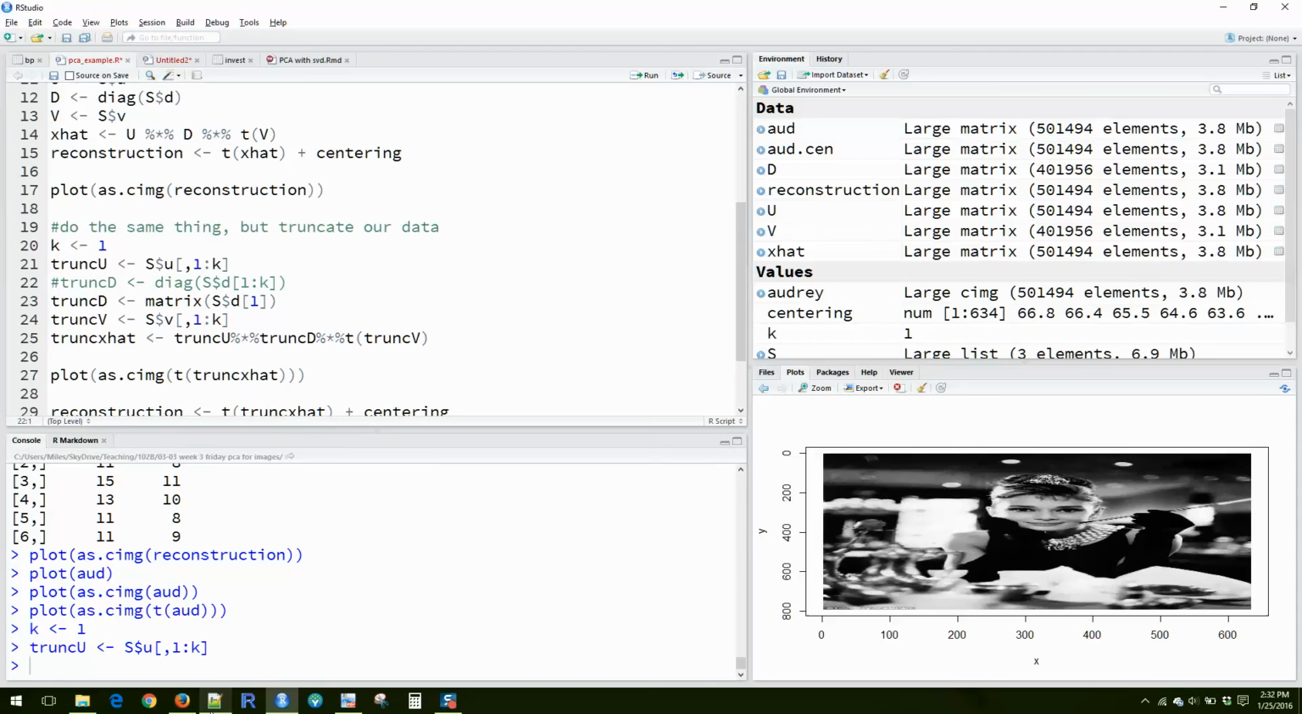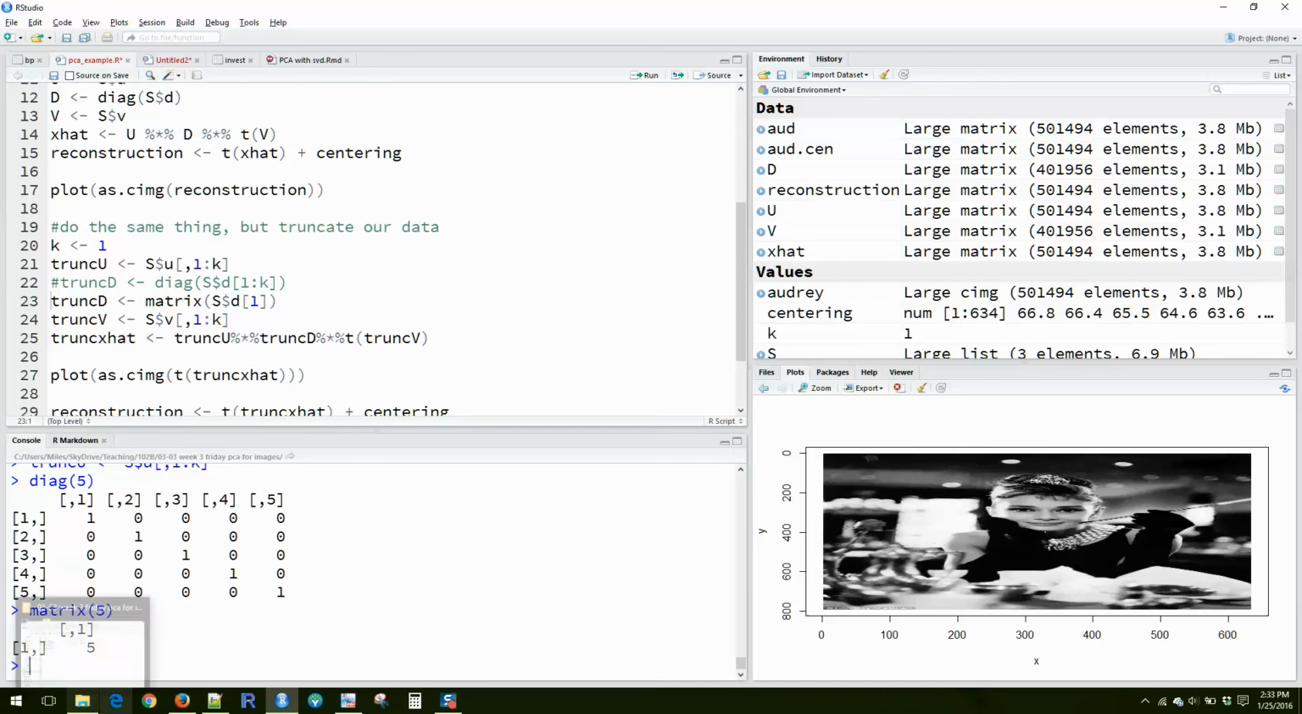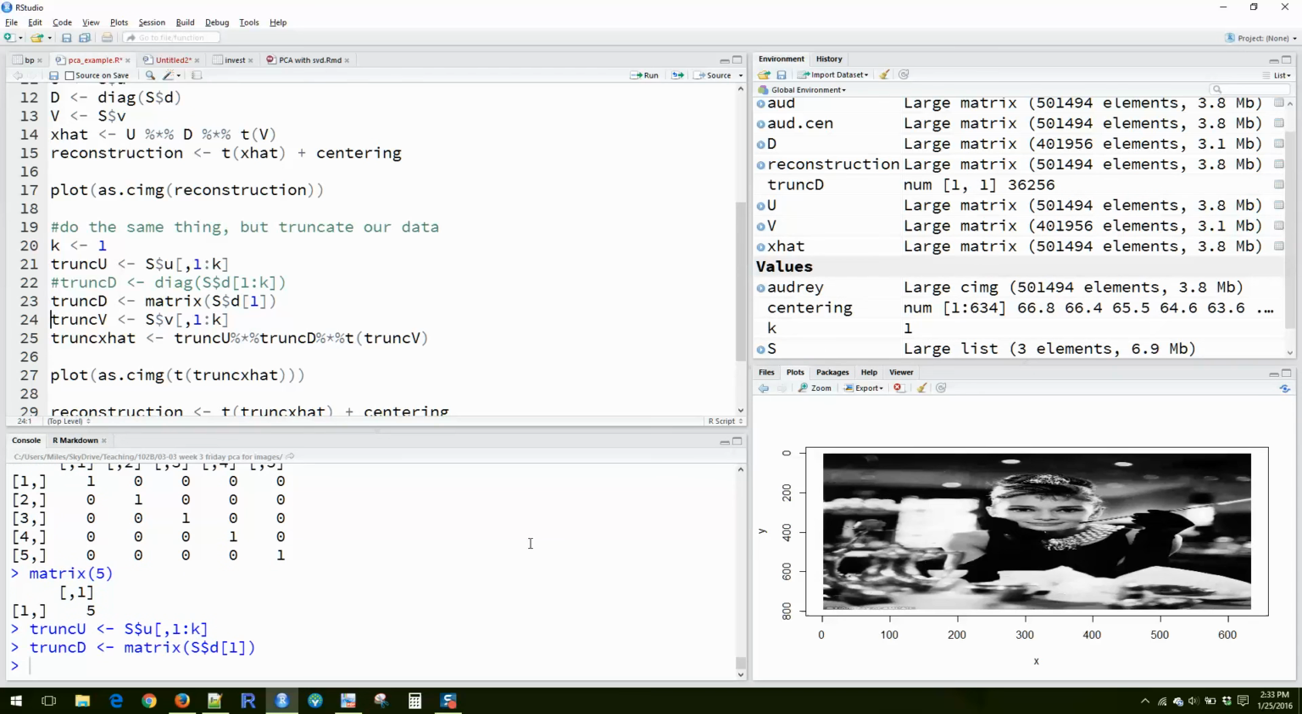But I'm going to do this, and then just for the case when k equals 1, basically here I'm just saying take the first column. When you give R a diagonal, if you say diag and you just give it a single number, it's going to create basically an identity matrix. So we don't want that. We just want a matrix with one element in it, right? We just want a matrix of this where it treats this as a matrix. Okay, so just for the case when k equals 1, we're going to create a truncated matrix U, a tiny truncated matrix D, and a truncated matrix V, okay?